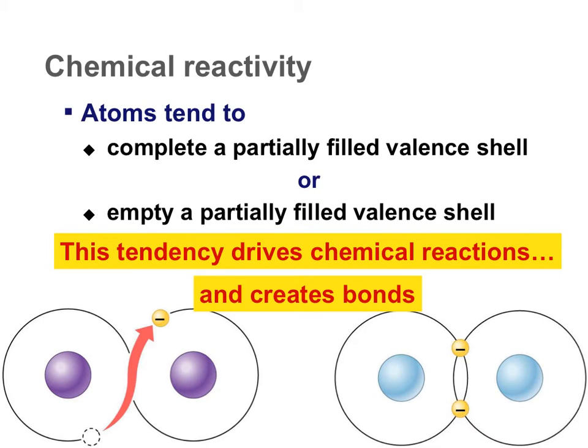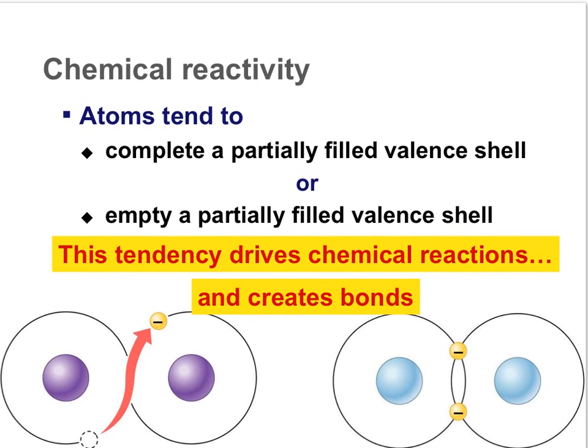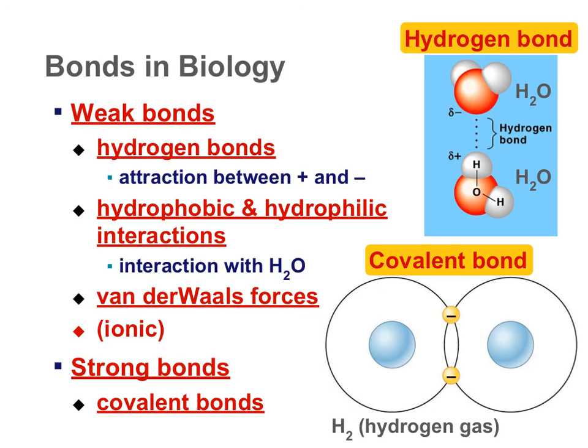So back to the basics. We'll integrate this in a second, but back to the basics of chemical bonding, the atoms are going to tend to either completely fill a shell or empty a partially filled shell. Either way, they're going to want to try to fulfill the octet rule. So there are different types of bonds in biology, and we're going to look at some of these in a little bit more closer detail in a second.